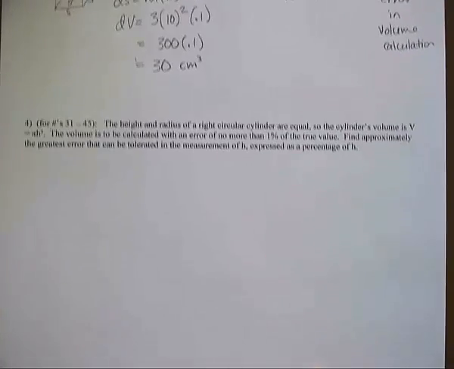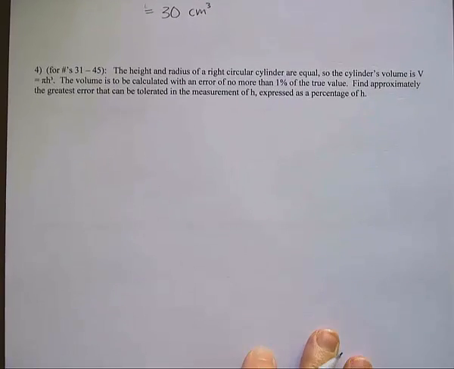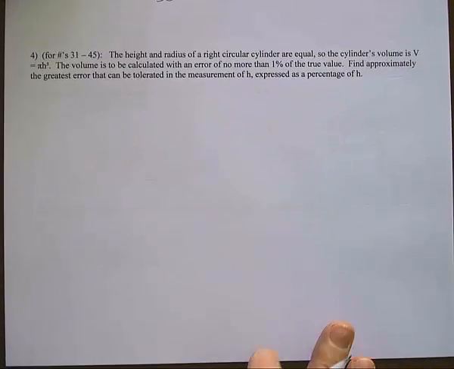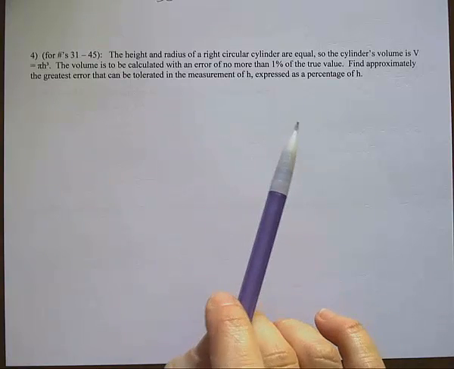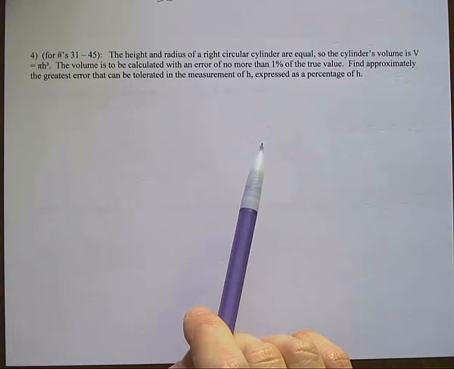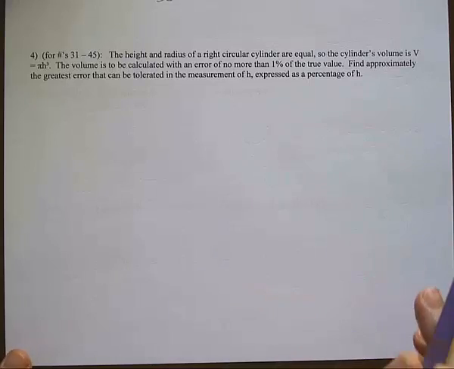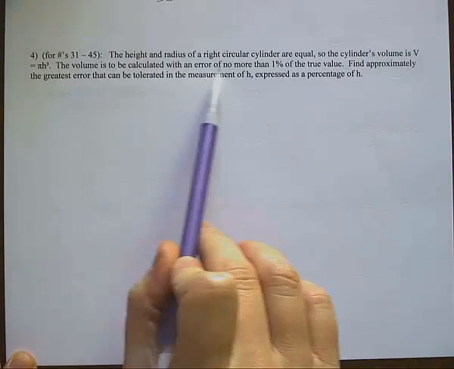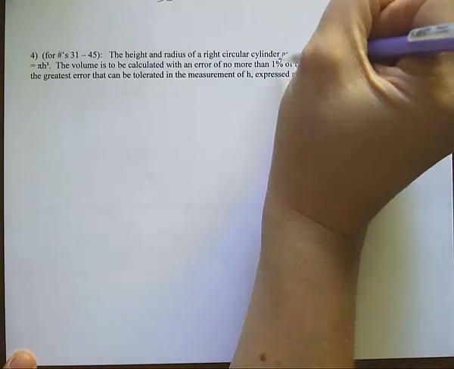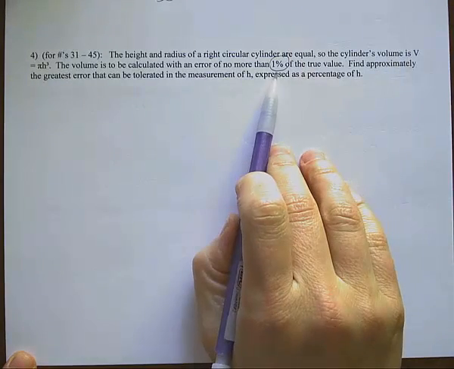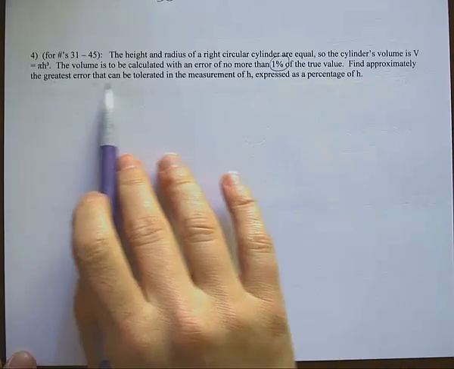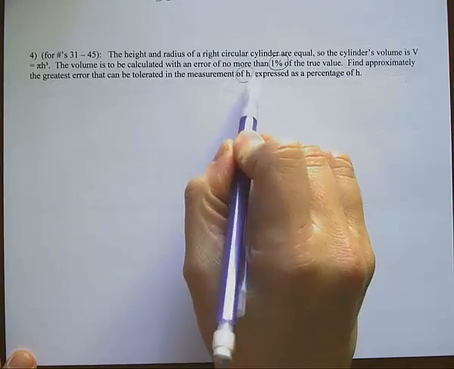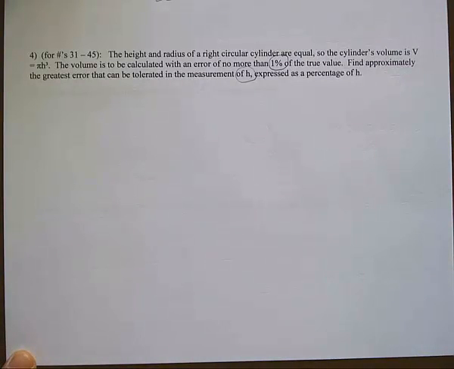The other and final application of differentials is allowing ourselves to have up to some error. We can allow some error in measurement, and typically there is, just with human error in measuring things, but certain amounts of error can be tolerated. So this is telling us that the volume is to be calculated with an error of no more than 1% of the true value. So we're allowed to have an error of up to 1% of the true value. So now we need to figure out, what's the greatest error that can be tolerated in the measurement of h? Well, I don't know if you want to take a guess here.